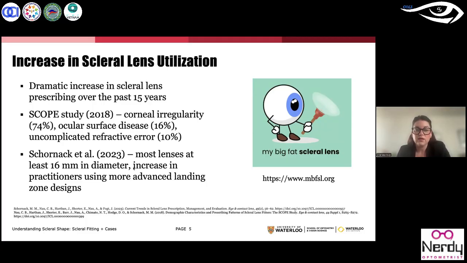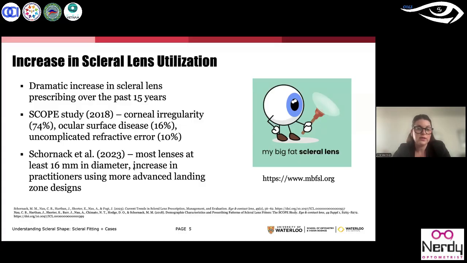So the SCOPE study did a lot of work and found that the main indication for sclerals was corneal irregularity by far. That's what most practitioners are fitting it for, followed by ocular surface disease. There's a number of conditions that can lead to very serious ocular surface disease that we treat with sclerals. And then lastly, coming in at about 10%, uncomplicated refractive error. So just high refractive errors, high astigmatism, those prescriptions that can benefit from rigid lenses.